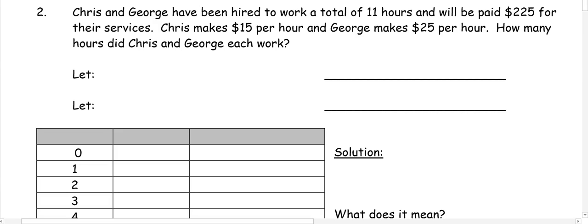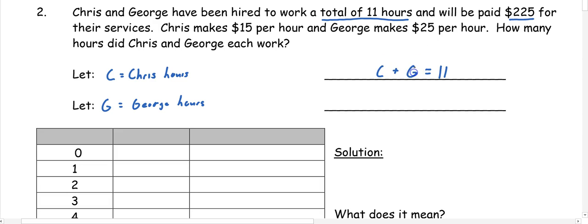First, let's identify our variables. We know we have 2 people working, so we're going to say that we have C for Chris's hours and G for George's hours. In this problem, they work a total of 11 hours and are paid $225 in total. So we know that when their hours are added together, it has to equal 11. So we have C plus G equals 11.